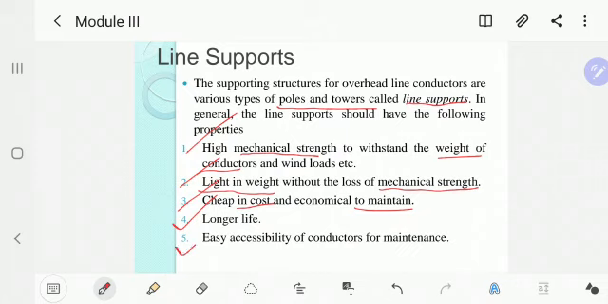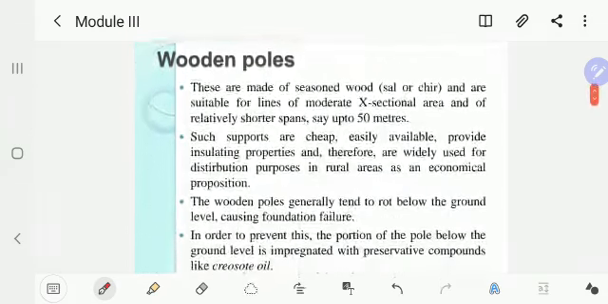Let's go for the last one, which is the easy accessibility of the conductors for maintenance. If any maintenance is required for the conductors due to any faulty condition, if the conductors are to be repaired, we have to go for easy accessibility of the conductors through the supporting structures. Okay, so the maintenance persons should be able to easily access the conductors for maintenance. So that is the fifth important property.